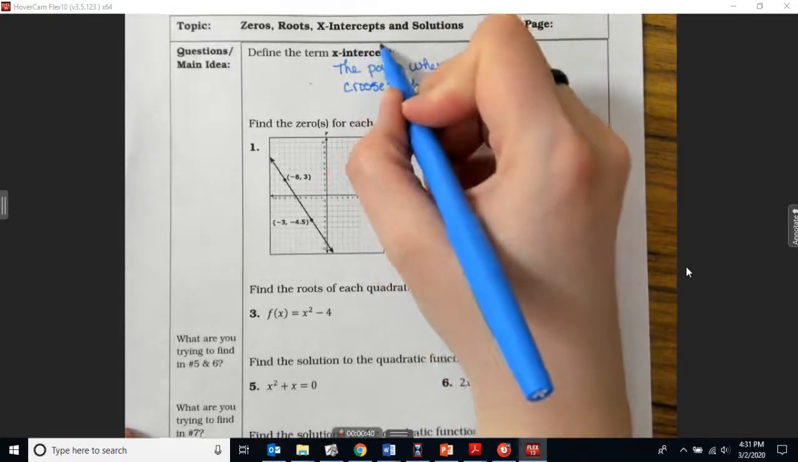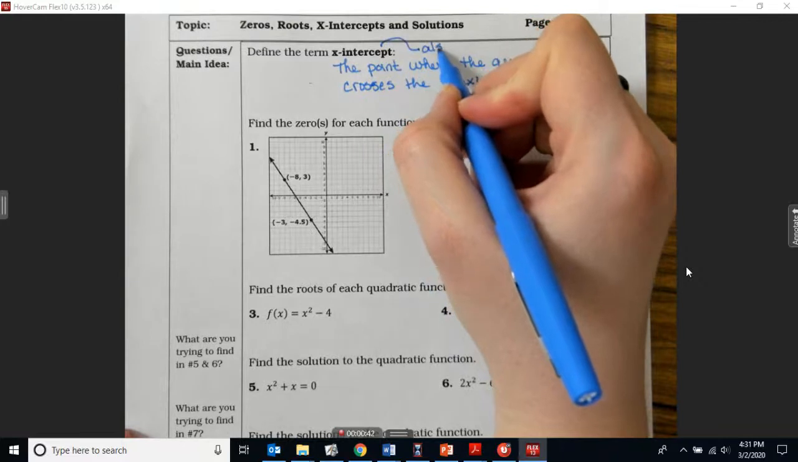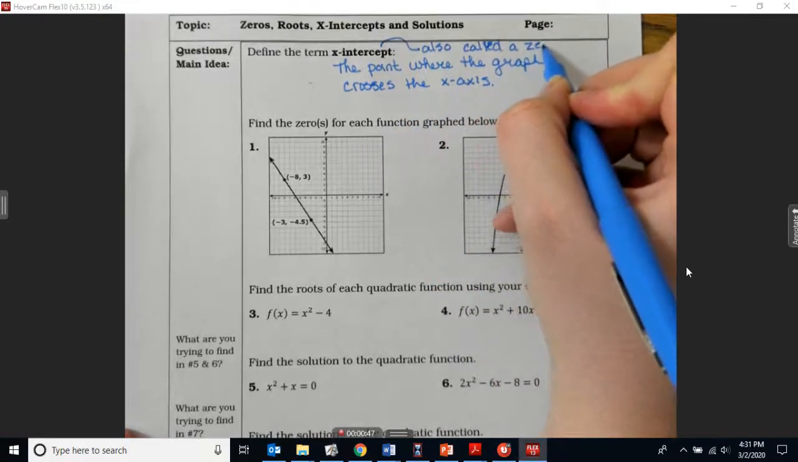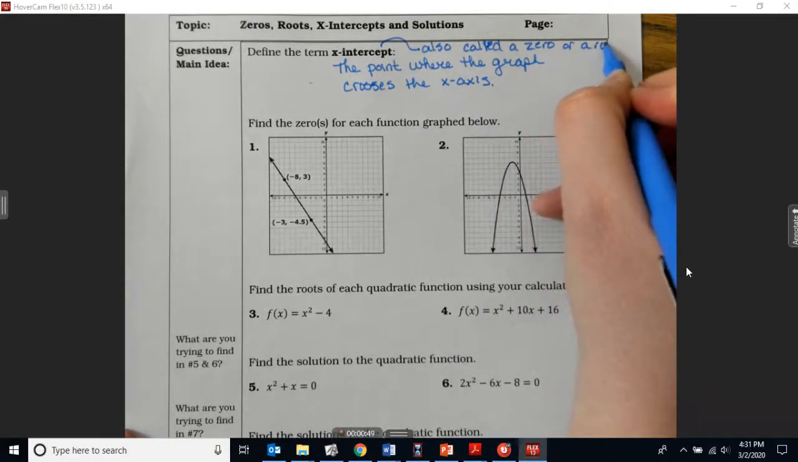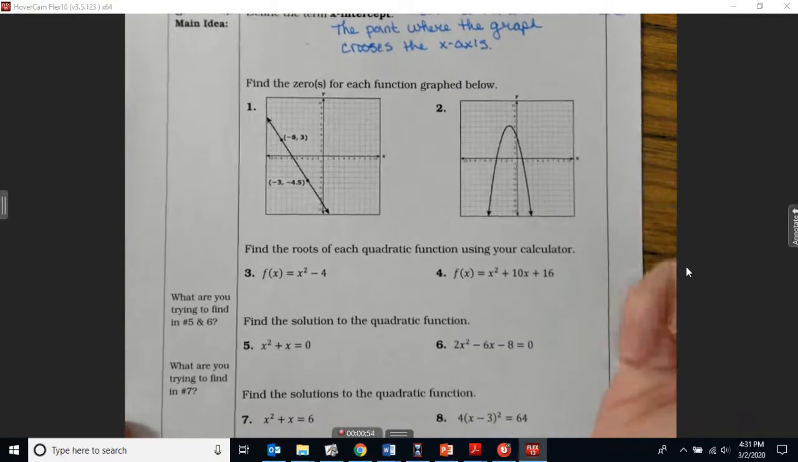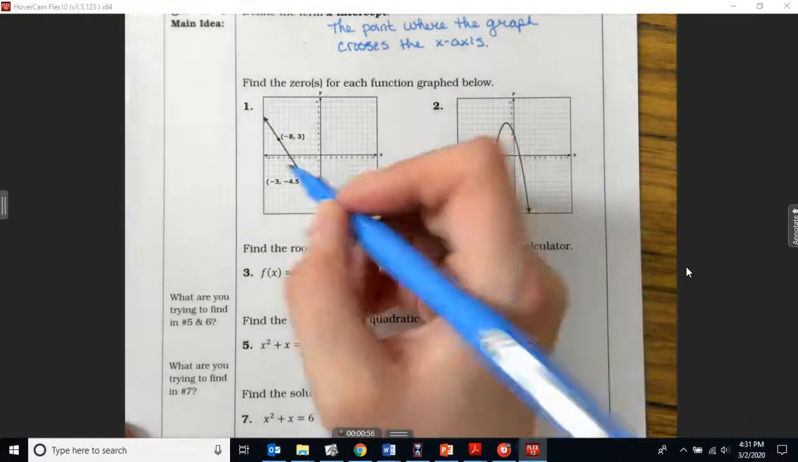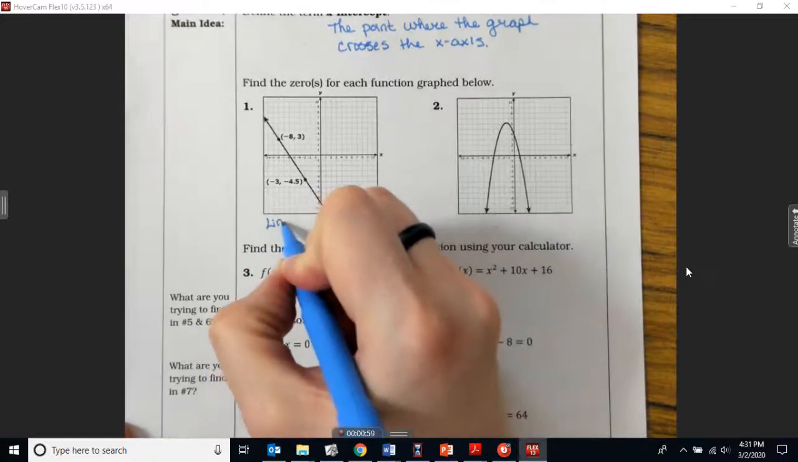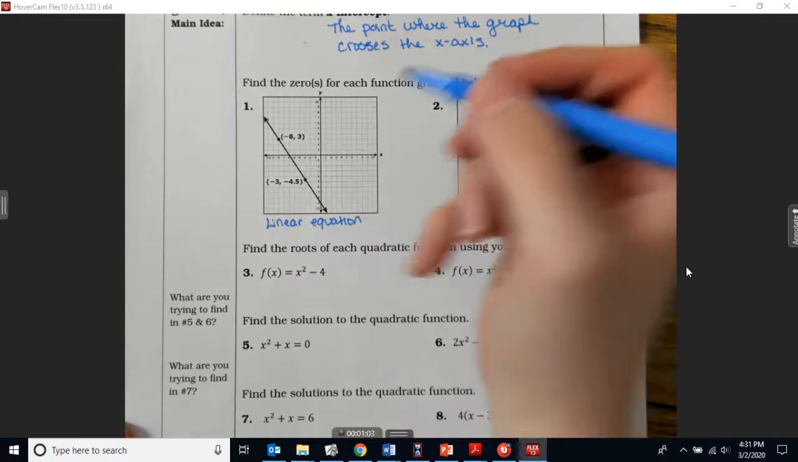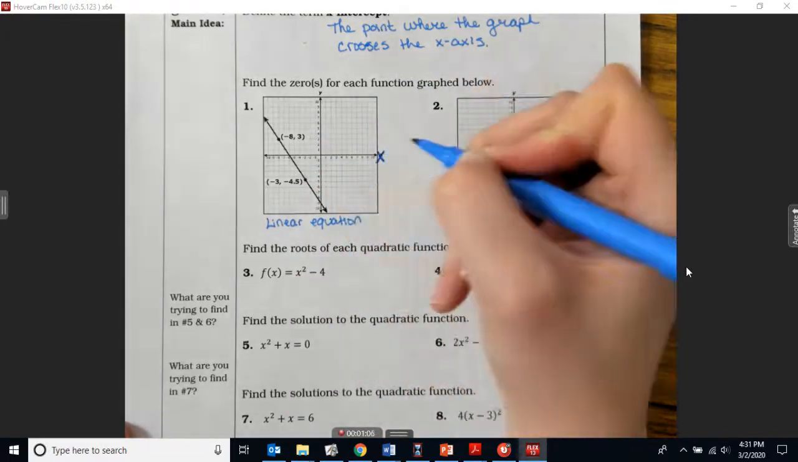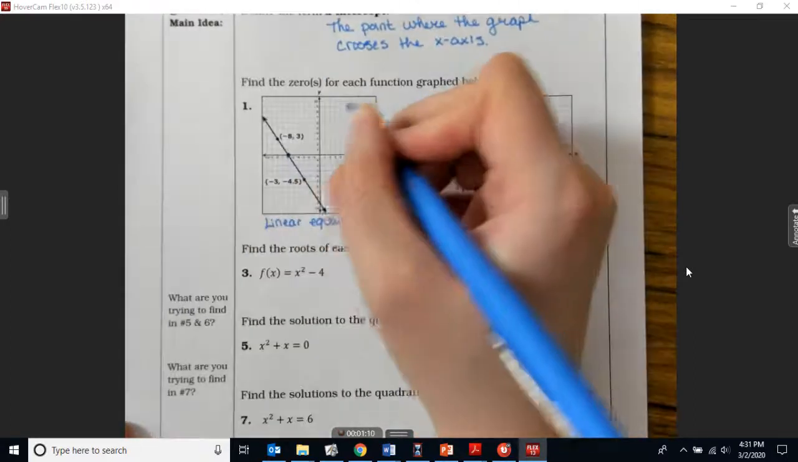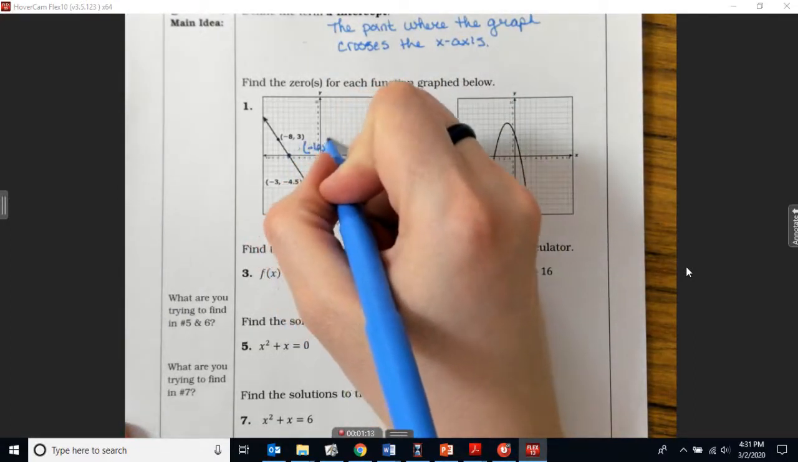Remember, an x-intercept is also called a zero or a root. Number one, find the zeros for each function graphed below. So number one is just a linear equation. And the zero, remember, it has to cross the x-axis. So if I follow this, here is where it crossed. That is -6. So -6, 0.